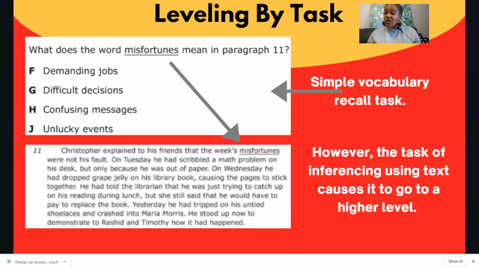It's not even giving you real context clues. In fact, the task of inferencing, utilizing text, has caused it now to go to a higher level because the definition is not given. So now students have to read the entire paragraph to be able to figure out what the answer choice is. That's an increase of task. That makes this a level 2. Good job. And the answer is unlucky events. I read the story.